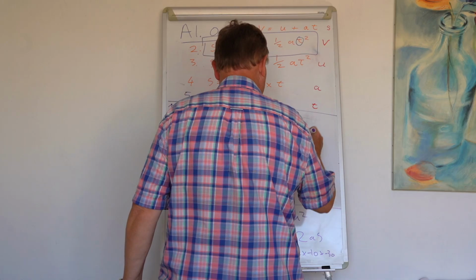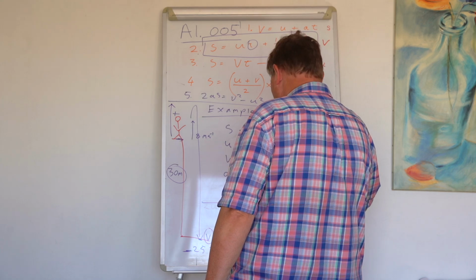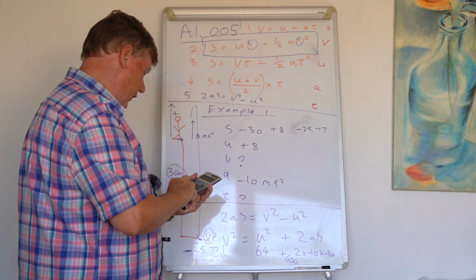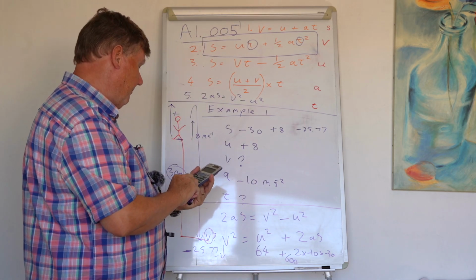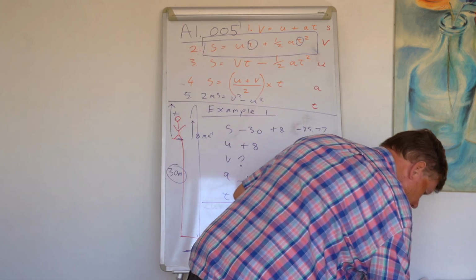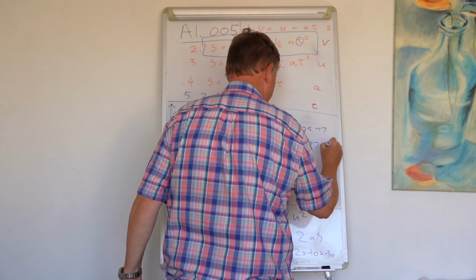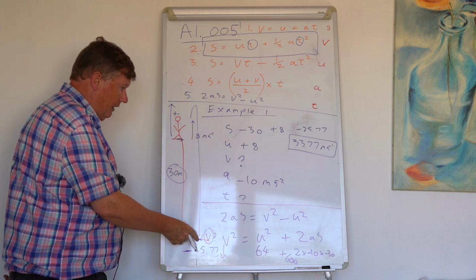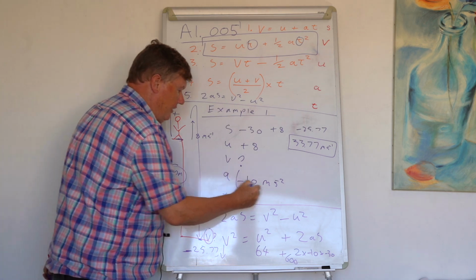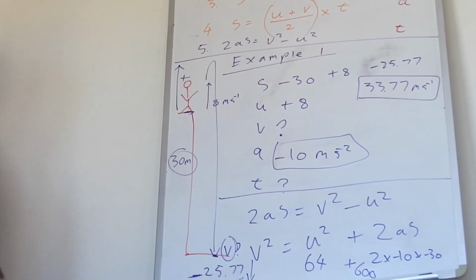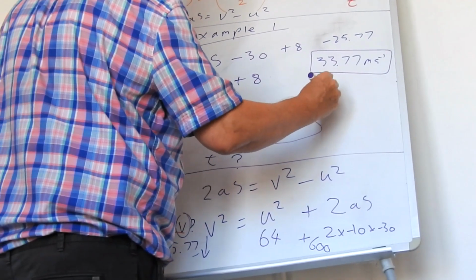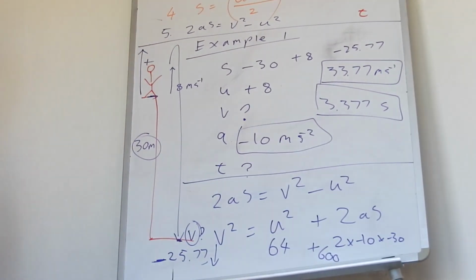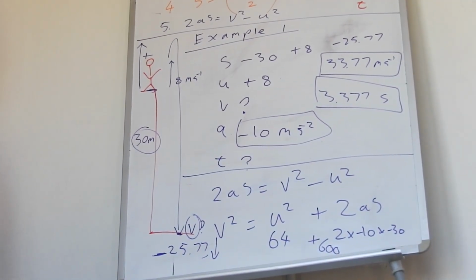So it started at plus 8 and it finished at minus 25.77. What was the change in velocity? Well, 25.77 plus 8. The change in velocity was 33.77 meters per second. From the moment it left the person's hand to the moment it hit down there, it was accelerating at minus 10 meters per second. So that means its entire journey must have been 3.377 seconds. Does that sound about right?